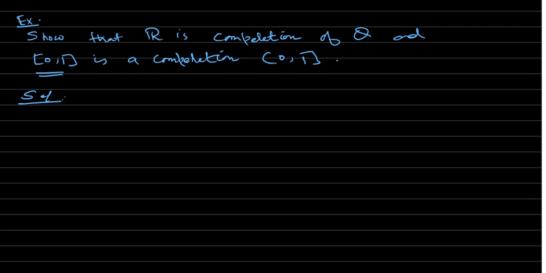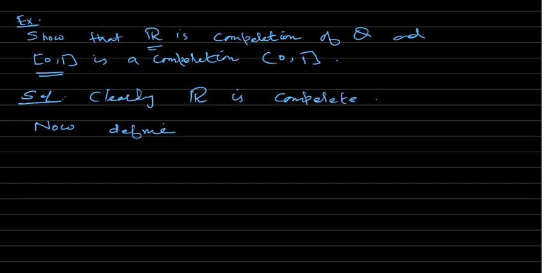Now this all is complete. That's the first requirement for the completion. First requirement है आपके पास, फिर आपको isometry चाहिए. So clearly this R is complete. अब हमें isometry चाहिए actually. Now define, can you guess what's the isometry from Q to R? कोई आप में से guess कर सकता है?